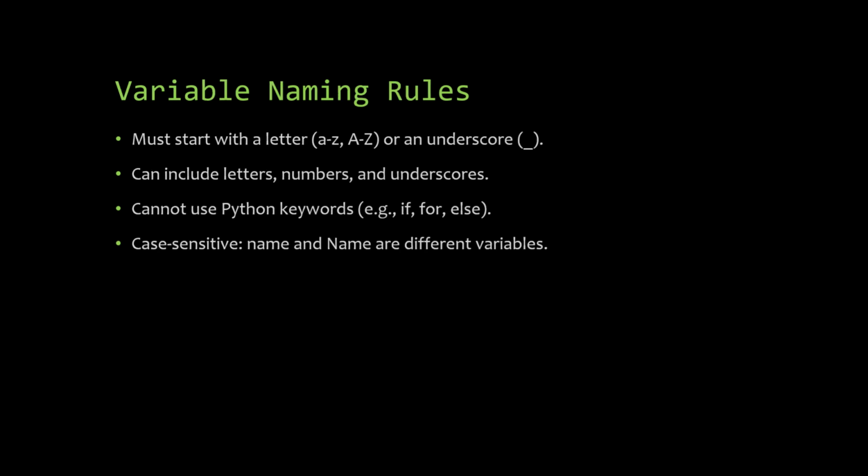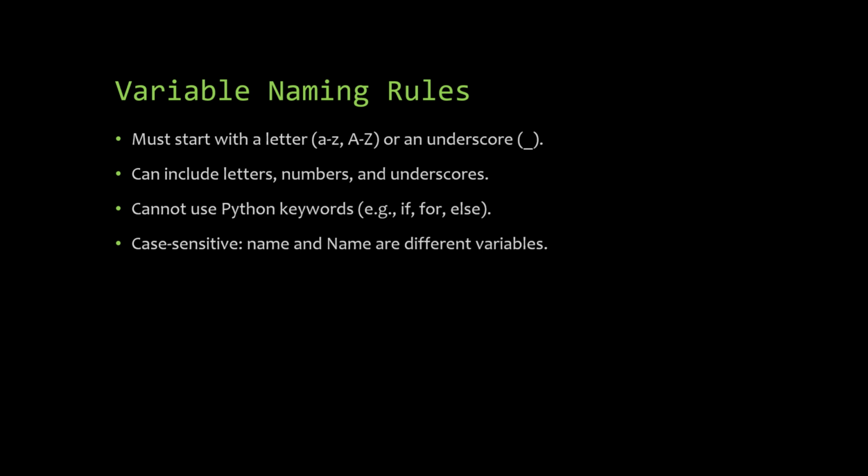They have to start with a letter. So you see we have a lowercase a to z or a capital A to Z. They can also start with an underscore. Once you put that first letter or underscore in there, you can start using numbers. So that helps whenever we start having variables like name1 and name2, so that we can keep track of different things. And we'll see that in a little bit.